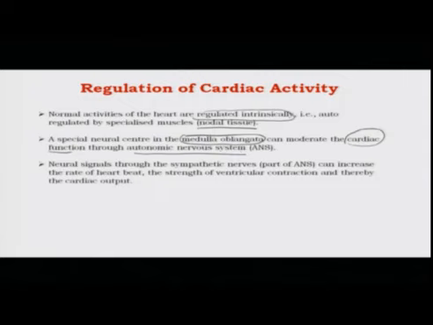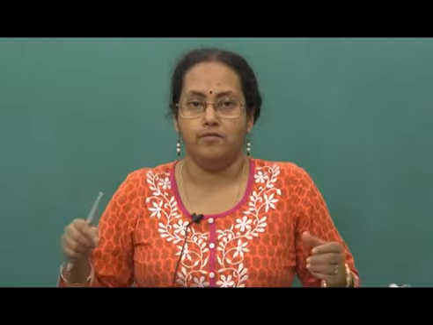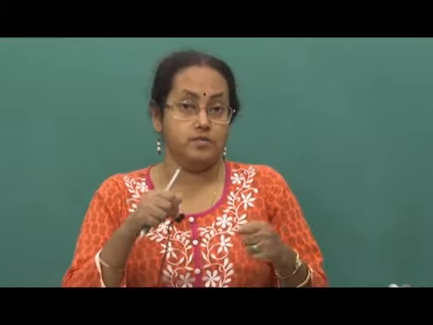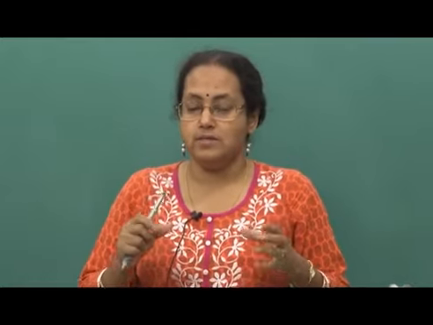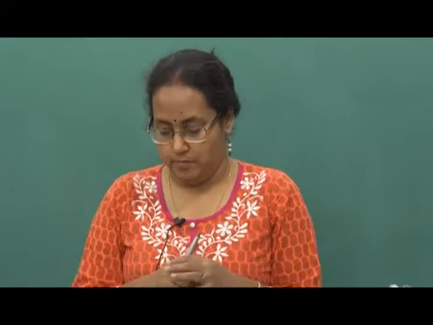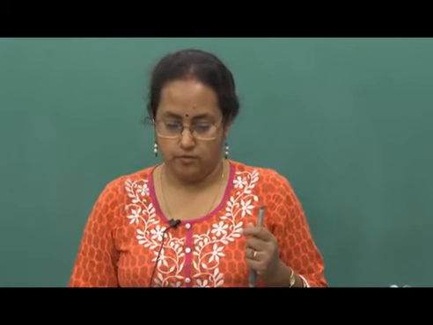The sympathetic part of the system will actually increase the rate of heartbeat and increase the strength of contraction of the heart muscles when needed, when you need to supply more blood, when you are running, when you are performing some strenuous activities. Then the sympathetic system can increase the heartbeat and increase the blood flow out of the heart.